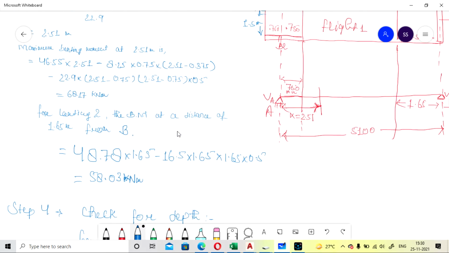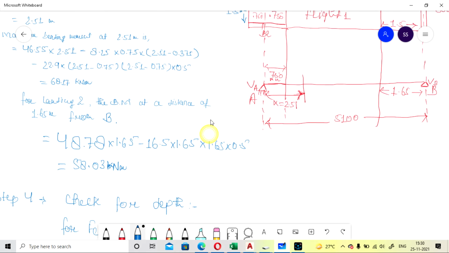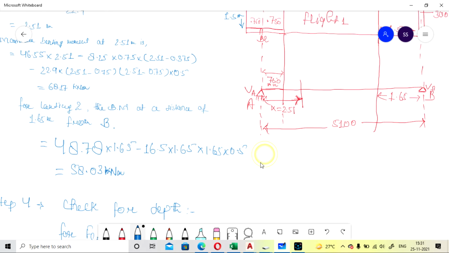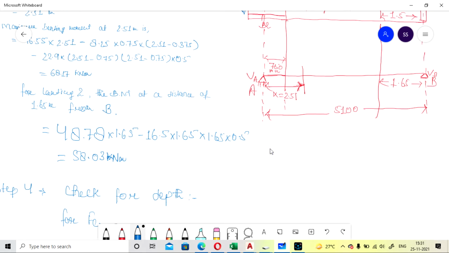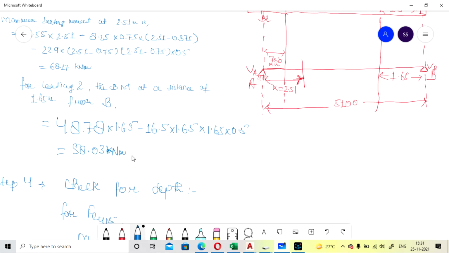So for landing 2, the bending moment at a distance of 1.65 meter from B will be calculated. So it will be 48.78, that is reaction VB multiplied by 1.65, minus 16.5 into 1.65 into 1.65 into 0.5, that is WL square by 2. Okay, so our bending moment for landing will be calculated as 58.03 kN meter.